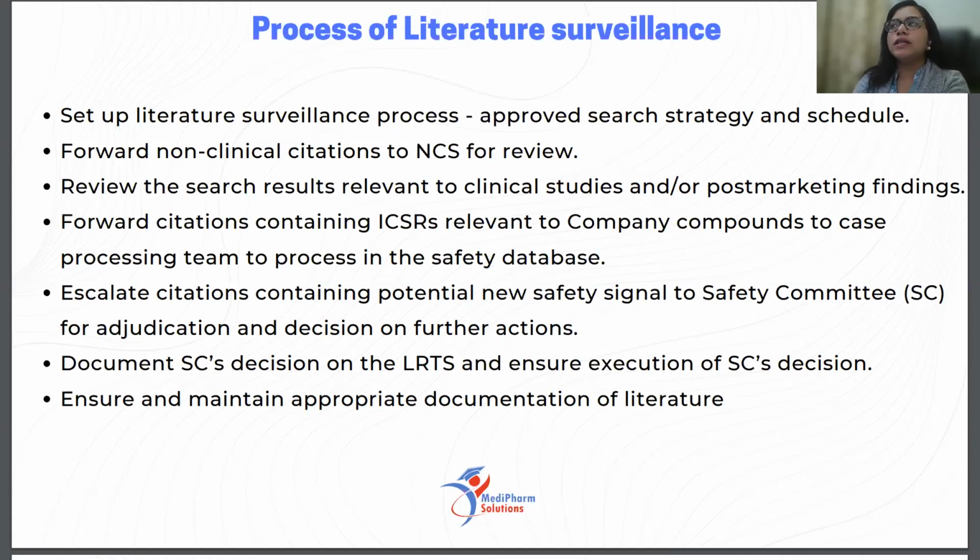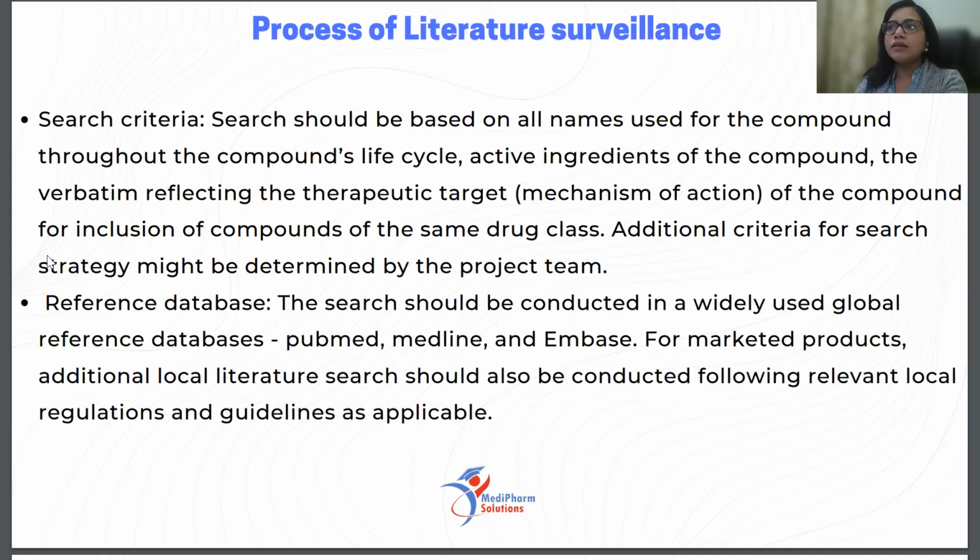So basically, all this literature review and literature surveillance is the responsibility of the safety team. We, as pharmacovigilance from the drug safety side, the drug safety physician will set up this process. They will have an approved search criteria, based on all the names of the compounds, based on the active moiety or the active substance of the company compound, whatever names have been used, whether in the clinical trial or in the post-marketed setting, whatever names we use.